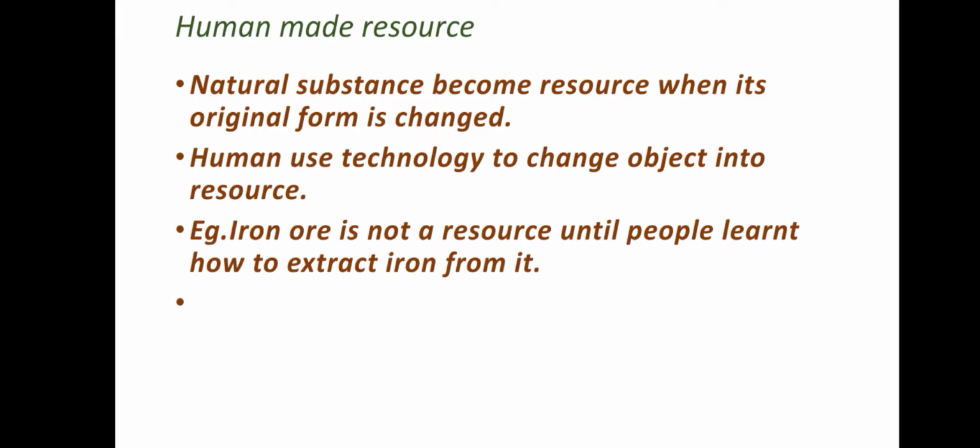So, before people knew how to extract the iron from the mud, could you get the iron? No, it is just mud. We cannot use that resource. So a natural substance becomes a resource when its original form is changed. For example, the iron ore is mixed in the mud. We take that iron ore, that black-colored mud, and extract the iron from it using some technologies. So that is called a human-made resource.